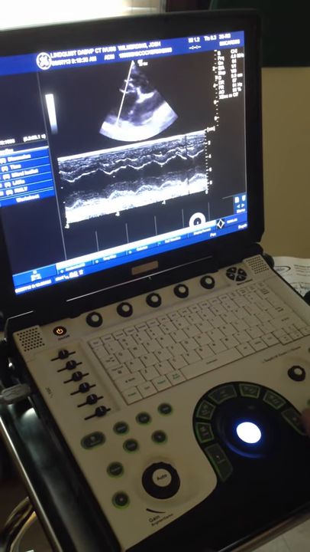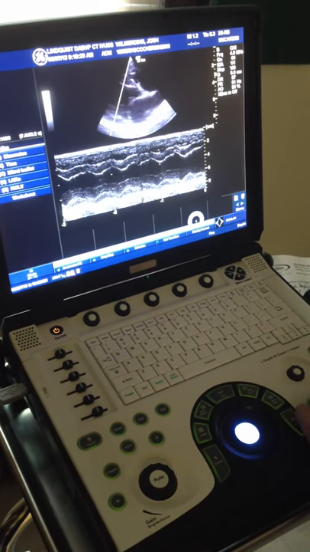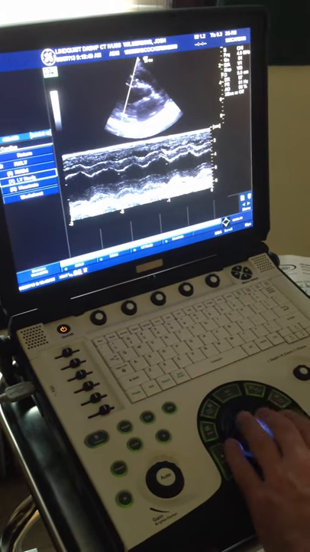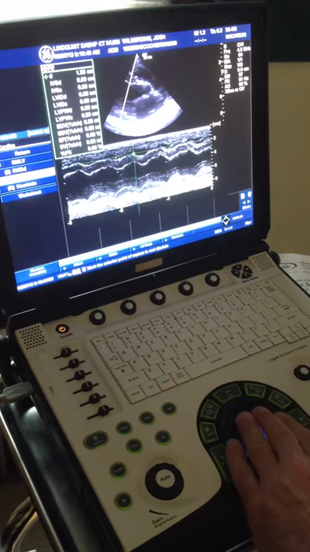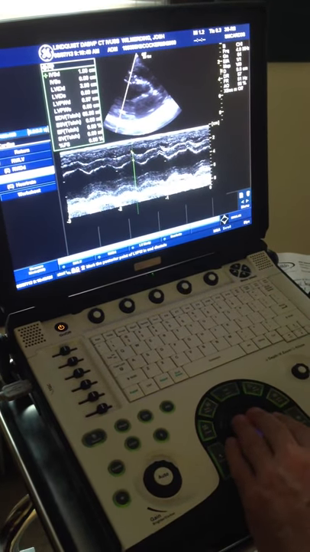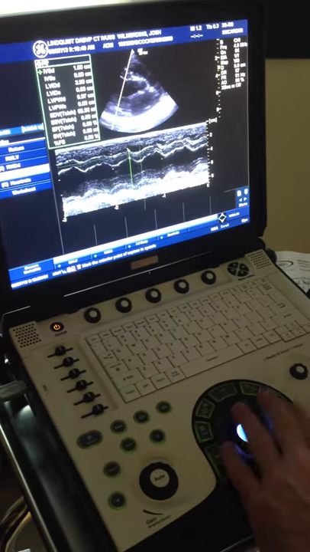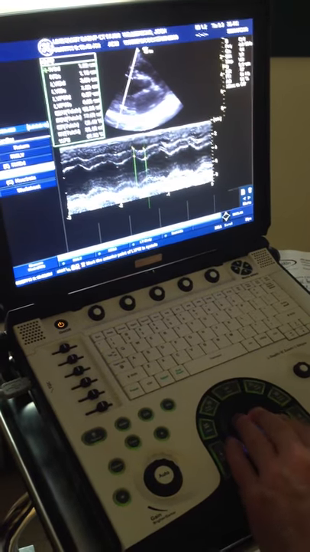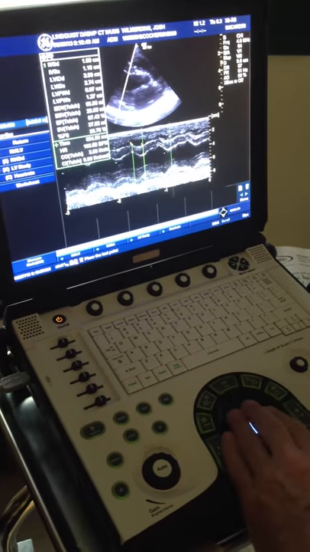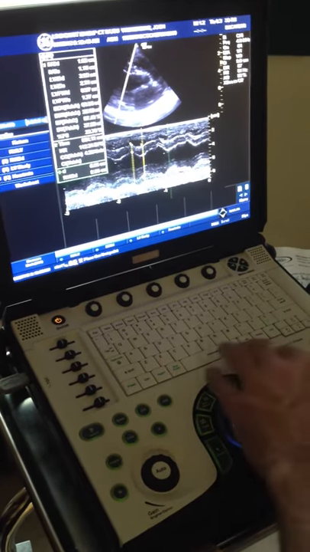Adjust my sweep speed a little bit. Septum and free wall are the same thickness subjectively. Septum in diastole, internal diameter in diastole, free wall in diastole. Septum in systole, internal diameter in systole, free wall in systole. Peak to peak to get the heart rate. Save that.